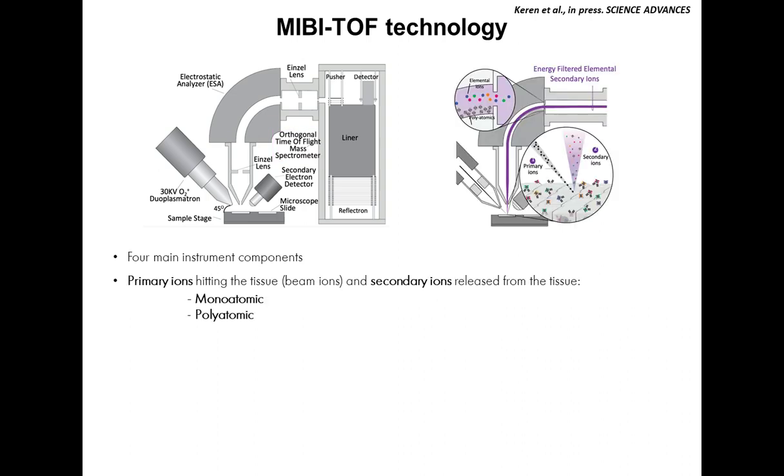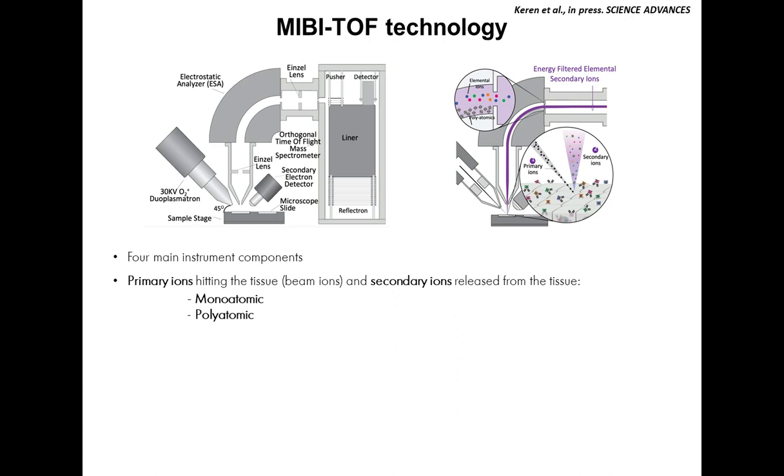So to give you a brief overview how this technology works, we have depicted on the right figure the primary ions that are hitting the tissue. And these are the ions, the beam ions, released by the primary ion source. Once the primary ion beam sputters the elemental reporter and tissue endogenous element, secondary ions are released from the tissue. Here we have two types of secondary ions. We have monatomic and polyatomic ions. And what does monatomic and polyatomic ions mean?